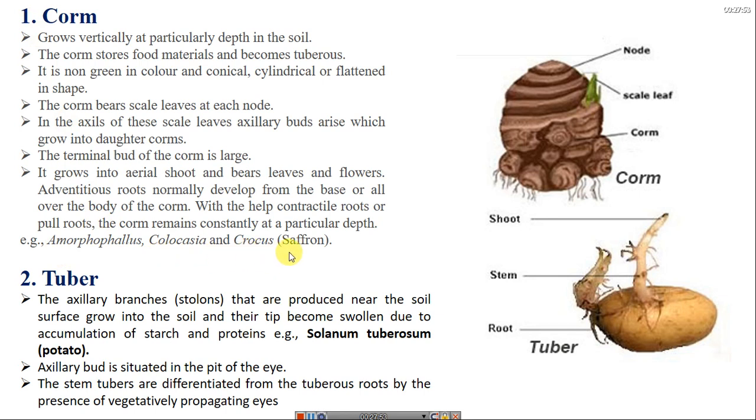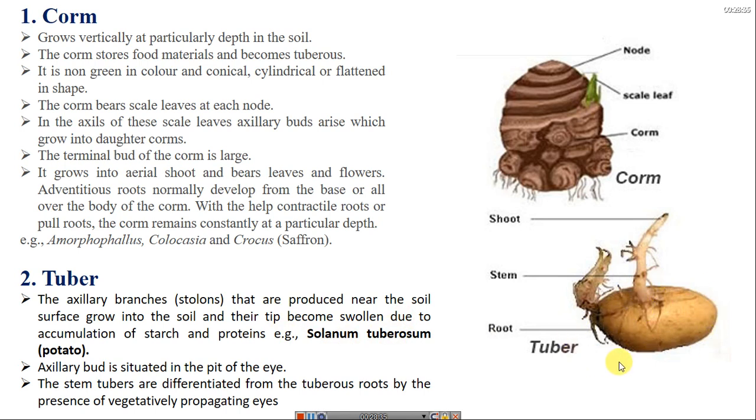Okay. Now the second example of the underground stem is tuber. So we know the well-known tuber, potato, Solanum tuberosum. Here you see different stolons are found. Stolons that are produced near the soil surface grow into the soil. Okay, so you must remember what stolons are. This is a type of weak stem. The stolons that grow into the soil, their tips become swollen. Okay, and due to the accumulation of starch and proteins, they assume the shape of a tuber.